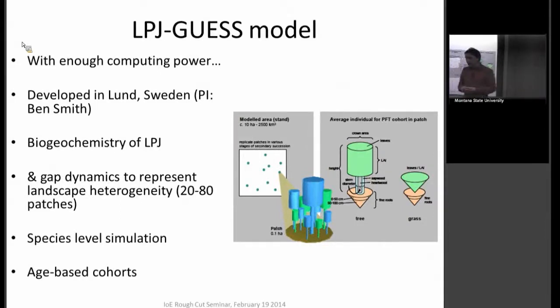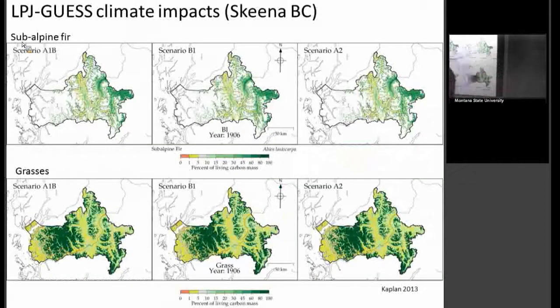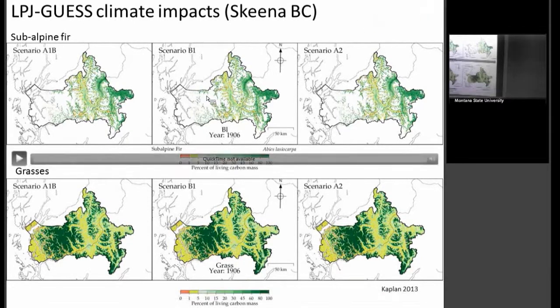And so basically the LPJ-GUESS model is a forest gap model, so we have to have these stochastic simulations, so we need to represent the landscape through 20 to 80 different simulations per grid cell, so we have 20 to 80 patches. But we can also look at species dynamics, and within the species, we can look at the different cohorts within that patch. So this is just an example of the kinds of things we can do with LPJ-GUESS. It's fairly standard. But basically, this is just for a region in British Columbia where Jed Kaplan ran LPJ-GUESS for different climate change scenarios.